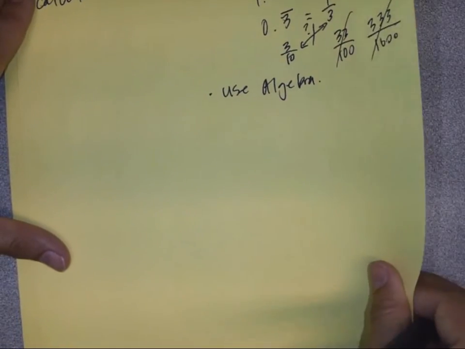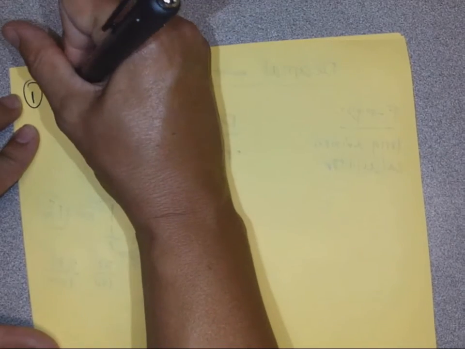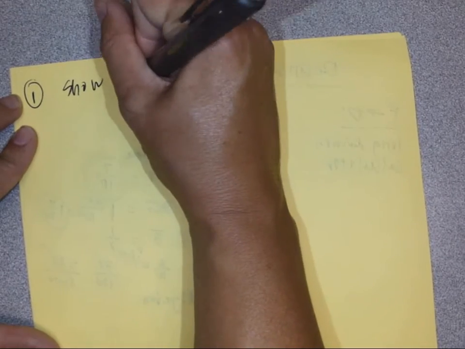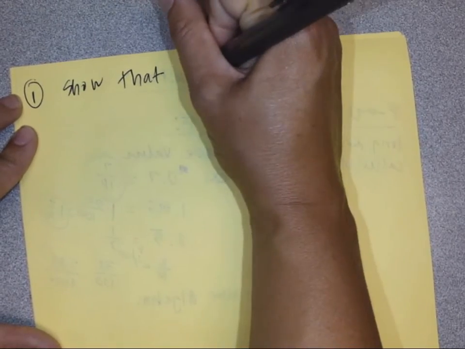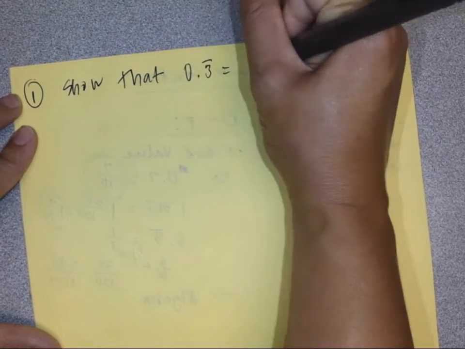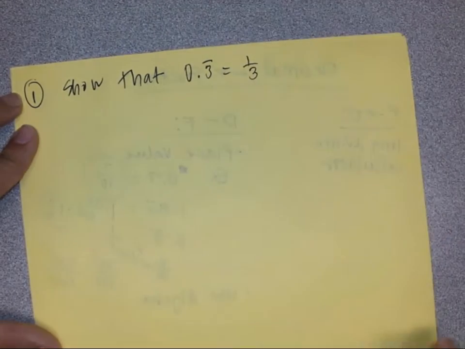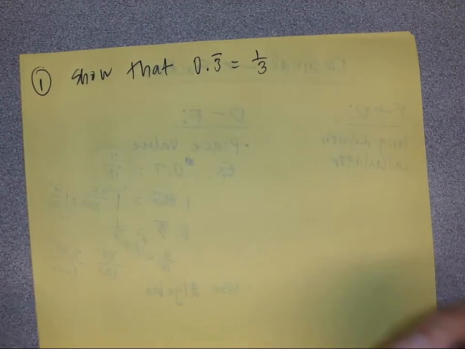Okay, so you should be back at this point from writing down your steps. The first example we're going to do is we're going to show that 0.3 repeating equals 1/3.